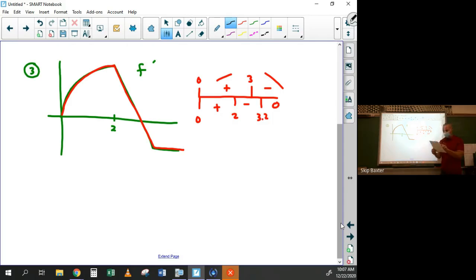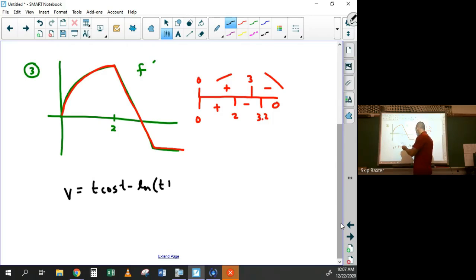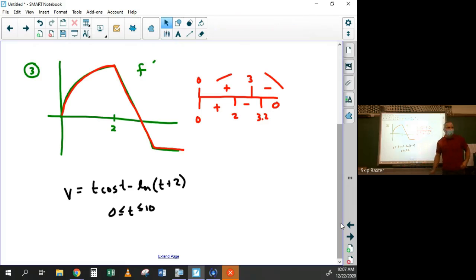An object moves along a line that has a velocity equal to t cosine t minus ln of t plus 2, where t is between 0 and 10. It says the object achieves its maximum speed when t is approximately what? How is speed related to velocity? Speed is the absolute value of velocity, right? It's the magnitude of velocity, which is always positive.